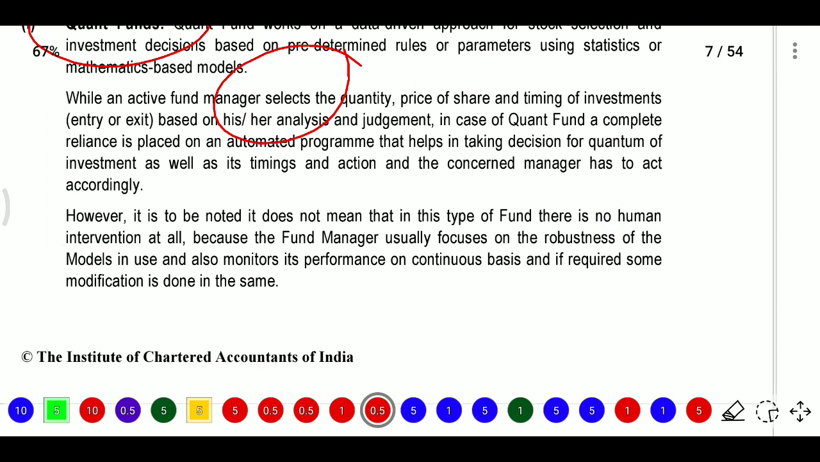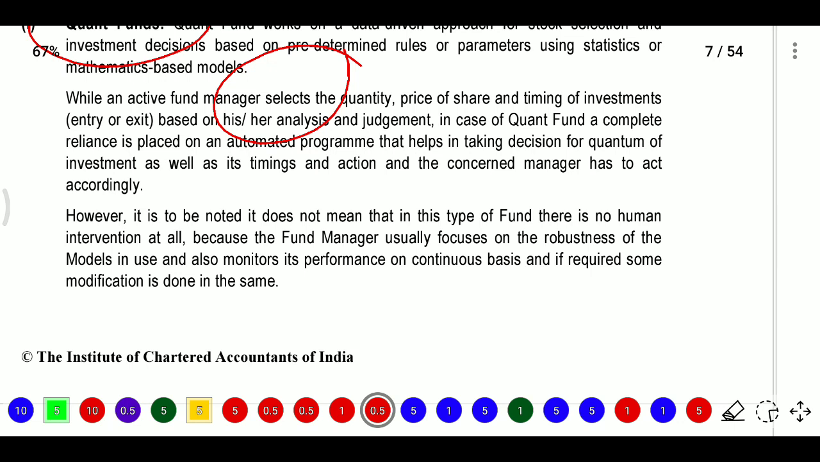However, it is to be noted that it does not mean that in this type of fund there is no human intervention at all. Human intervention will be required, because without human intervention artificial intelligence or technology also can't do anything. You need to open it and put in the inputs. Whenever we put inputs into AI, prompt engineers are needed. Prompt engineer means they need to give the prompt to ChatGPT, then only it works. So how you are prompting is very important. If you prompt nicely, it will provide the answer nicely. A customized answer will be obtained only if your prompting is proper.